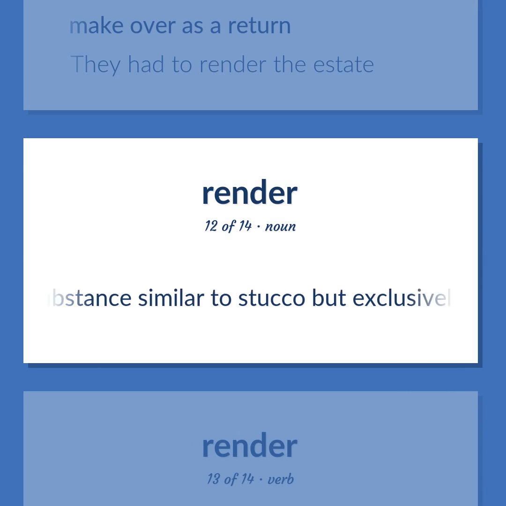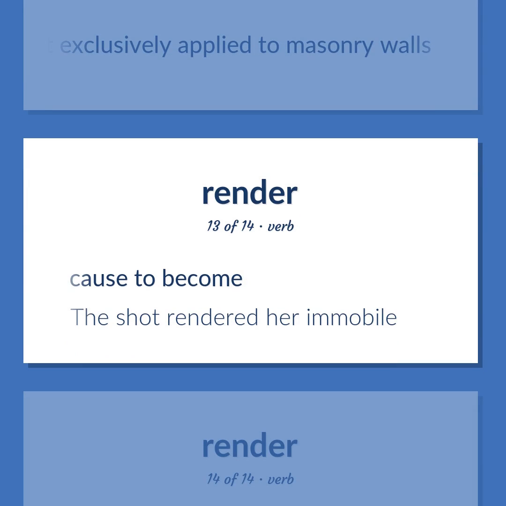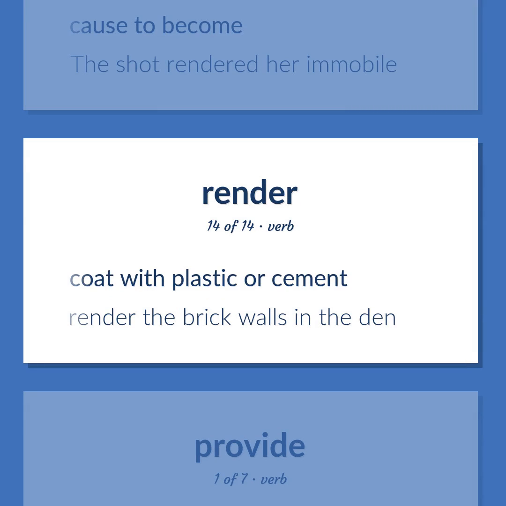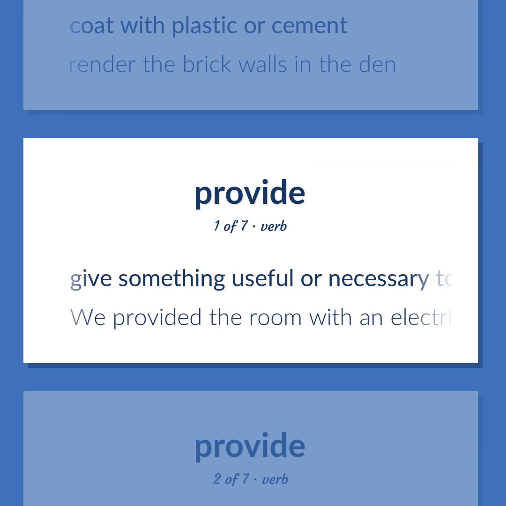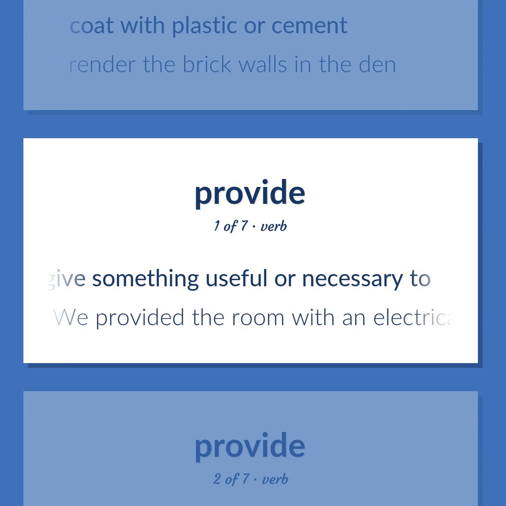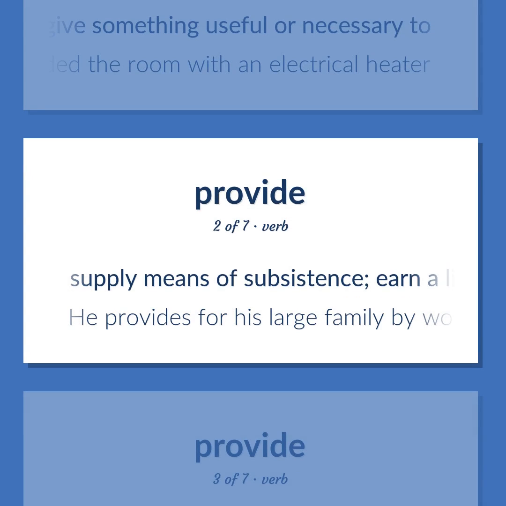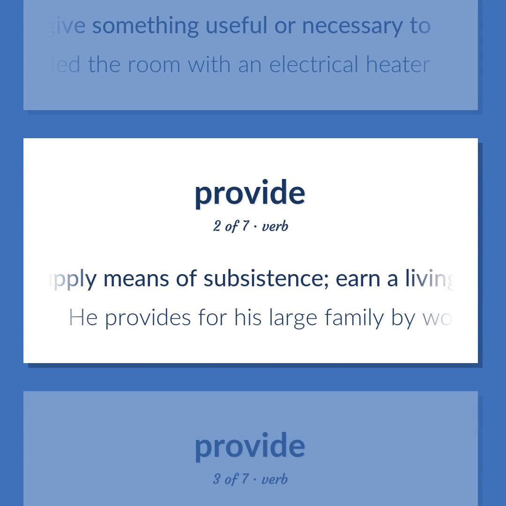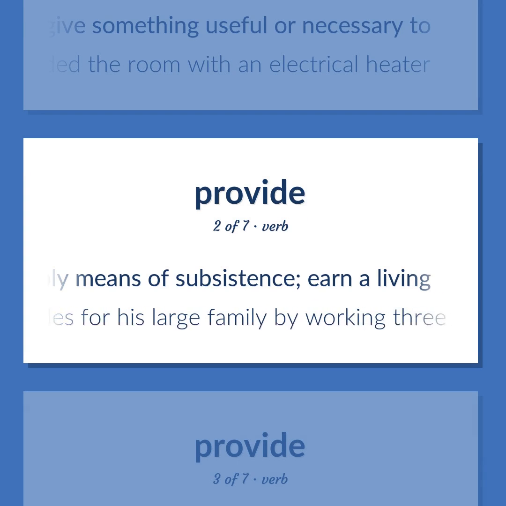A substance similar to stucco but exclusively applied to masonry walls. Cause to become. The shot rendered her immobile. Coat with plastic or cement. Render the brick walls in the den. Give something useful or necessary to. We provided the room with an electrical heater. Supply means of subsistence. Earn a living. He provides for his large family by working 3 jobs.